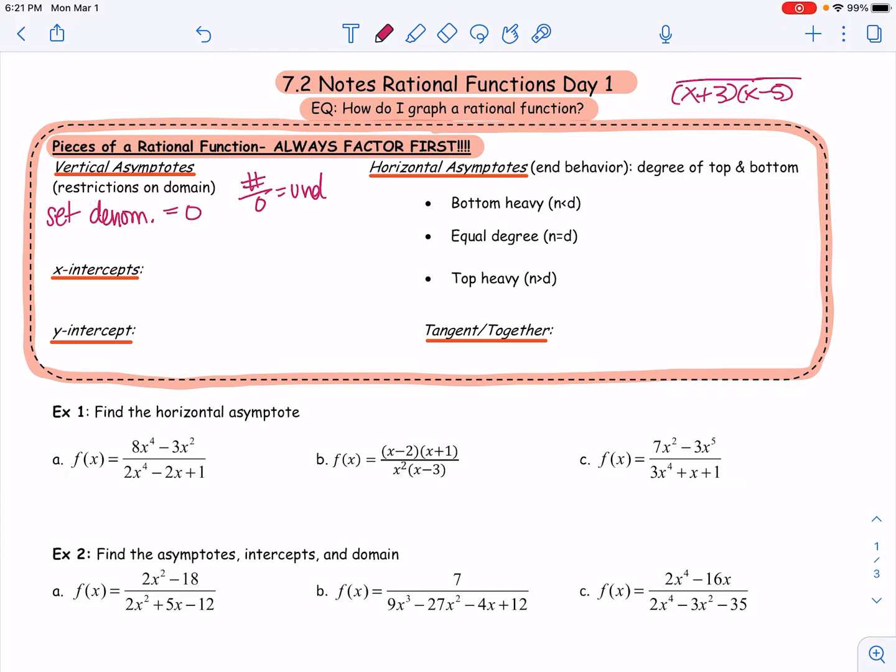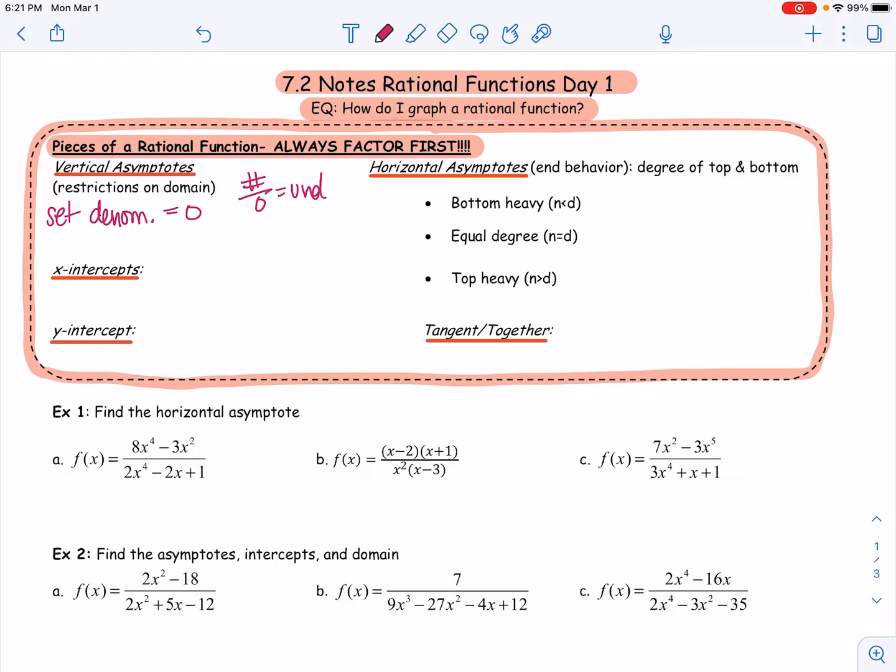Yes, it is possible to have more than one vertical asymptote. Most of the time in this set of notes, we're going to see one for the majority of the time, but we will do some examples where they have two. So vertical asymptotes, we're going to set our denominators equal to 0.